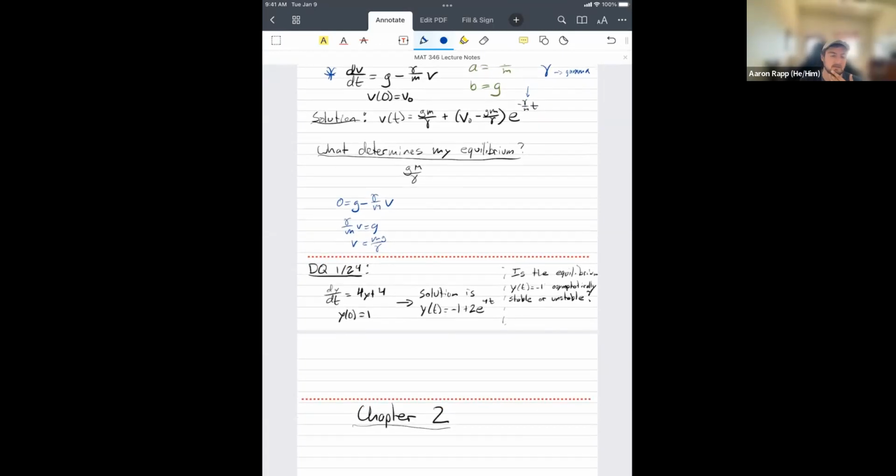But the key is that 4 is positive, that I'm multiplying the y by, which just means, just looking at the differential equation, I know that this equilibrium of negative 1, because that coefficient's positive, has got to be unstable. Unstable.